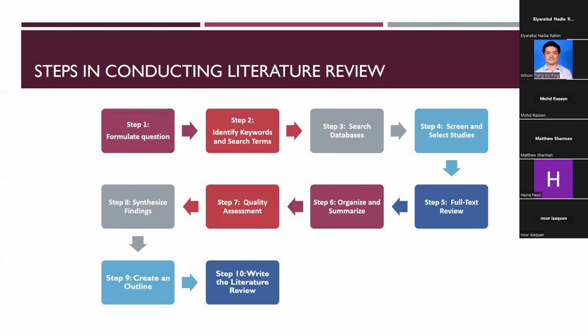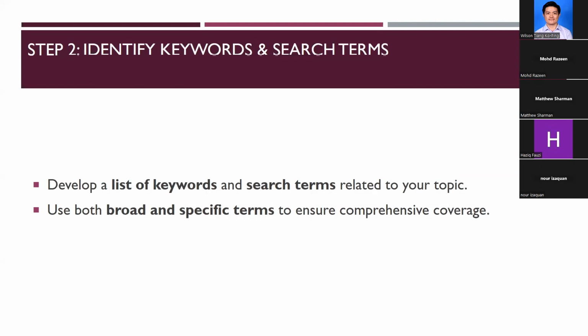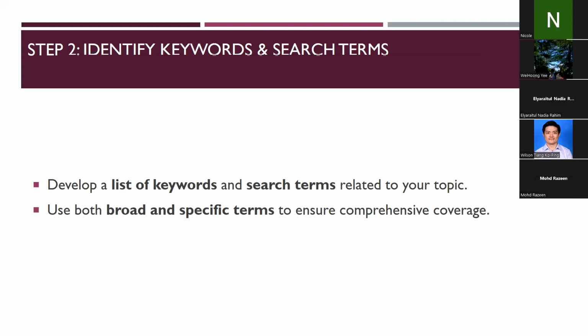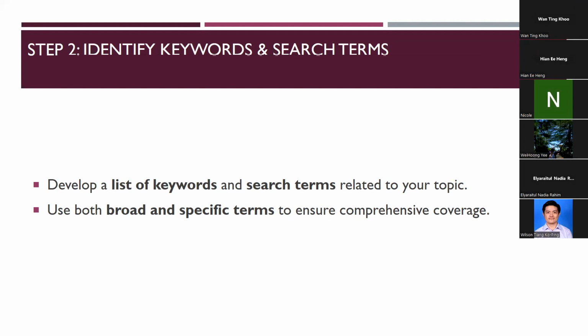Next is to identify the keywords and search terms. This is where you need to develop a list of keywords and search terms related to your topic. Jot down as many search terms as possible, whether it's a free text term, something common that you're used to. It doesn't matter whether it's right or wrong at this point of time. You just need to list down as many keywords as possible. Find as many synonyms as possible. Use both broad and specific terms to ensure comprehensive coverage.